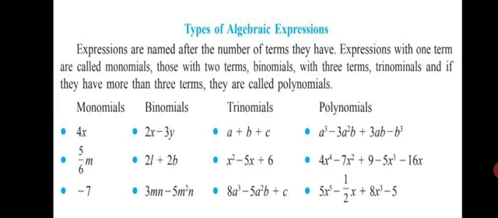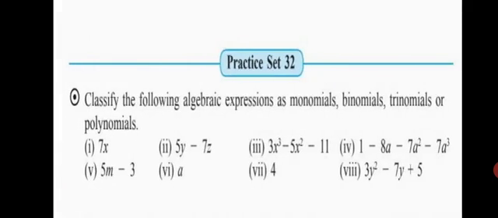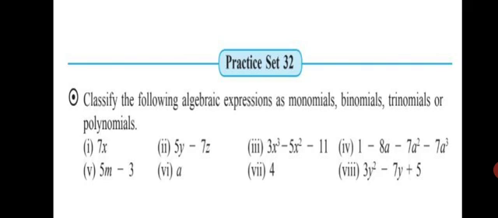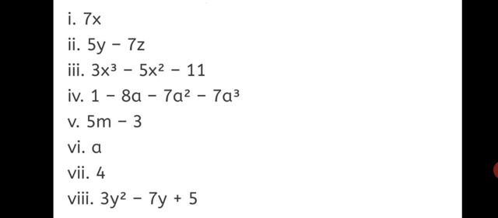So based on this, we are going to solve our practice set number 32. Classify the following algebraic expressions as monomials, binomials, trinomials or polynomials. So you have altogether 8 questions. Let's have a look at the questions. First one, 7x. It is a monomial because only one term. Second, 5y minus 7z, it is a binomial, 2 terms.